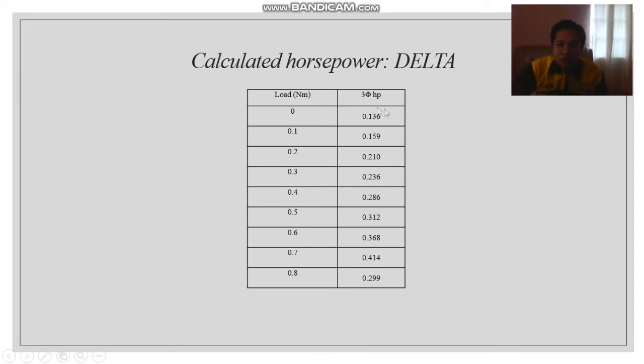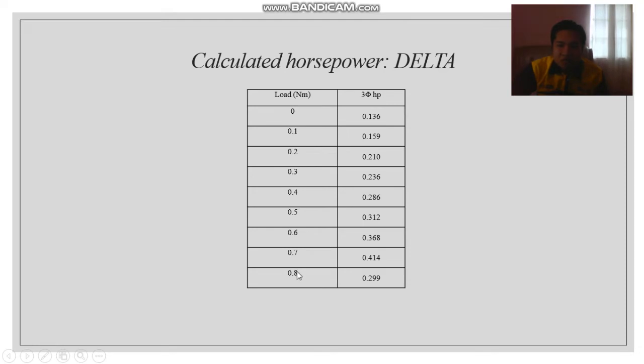We get that when the load increases to 0.7 Newton meter, we can see that our horsepower increased to 0.414 horsepower, meaning that the 3-phase synchronous motor power intake is increasing because it wants to maintain the synchronous speed, which is 3000 RPM when load is increasing.